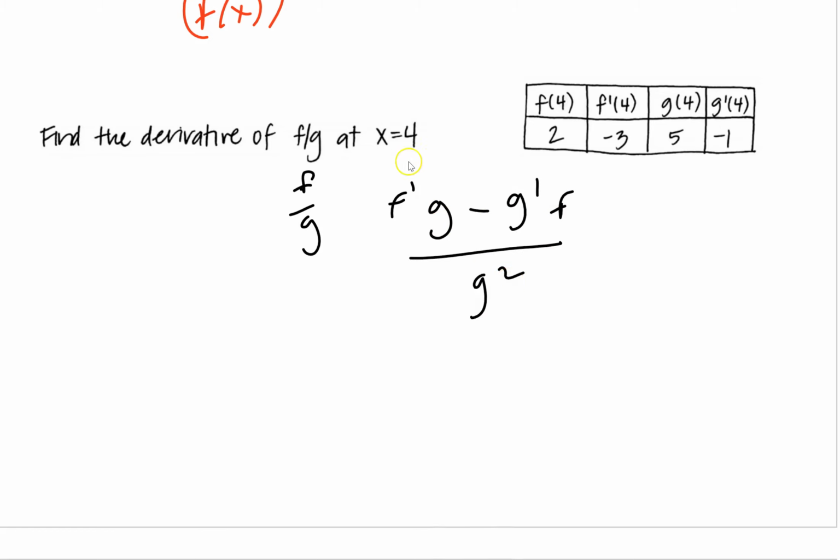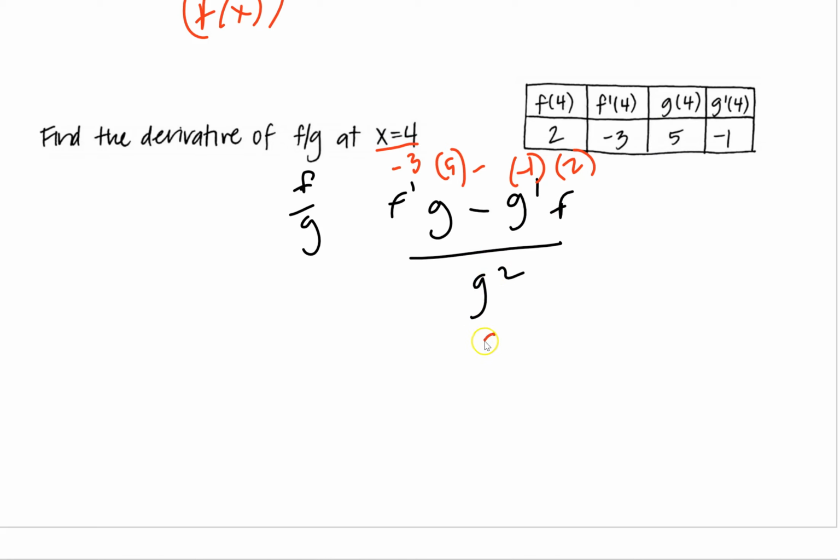Now all these we want at 4, so this is really like f prime of 4, g prime of 4. Well, f prime of 4 is negative 3. G of 4 is 5. G prime of 4 is negative 1. F of 4 is 2. Again, why am I doing 4? Because they tell me at x equals 4. And the bottom is this g of 4.